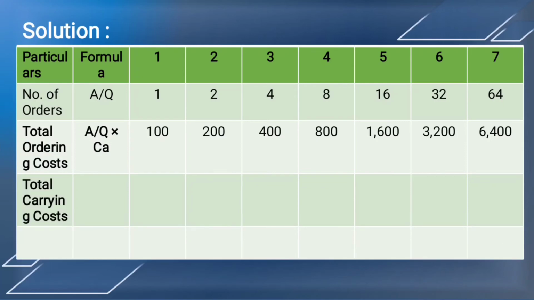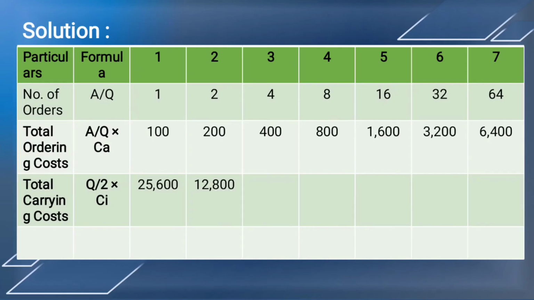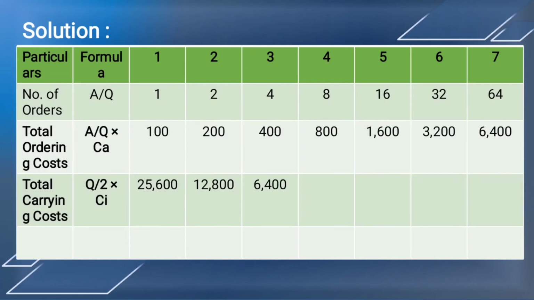Next, total carrying cost, which is Q upon 2 into CI. So for lot 1 it will be 25,600. For lot 2 it will be 12,800. For lot 3 it will be 6,400. For lot 4 it will be 3,200. For lot 5 it will be 1,600. For lot 6 it will be 800. And for lot 7 it will be 400.